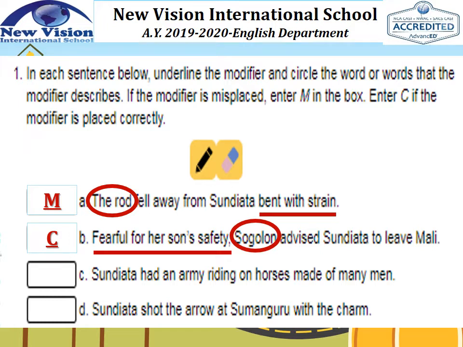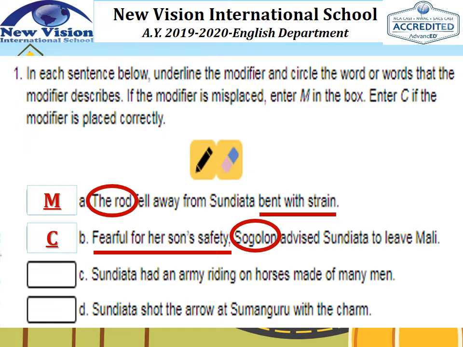Where is our modifier again? Very good. Make a line. Made of many men. So this phrase, made of many men, refers to what? Horses or an army? Good job. An army. So make a circle on an army. So there's a mistake. It's letter M.